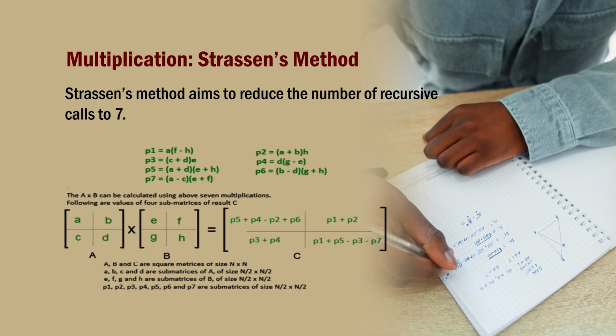But our main target is to reduce the number of multiplication operations. So here, P1 to P7, the number of multiplication operations is 7. So A into B can be calculated using the above 7 multiplications. P5 plus P4 minus P2 plus P6. Again, these things will be given by Strassen. You have to just mug it up. Okay. So P1 plus P2, P3 plus P4, P1 plus P5 minus P3, P7. All this arrangement will be given by Strassen.